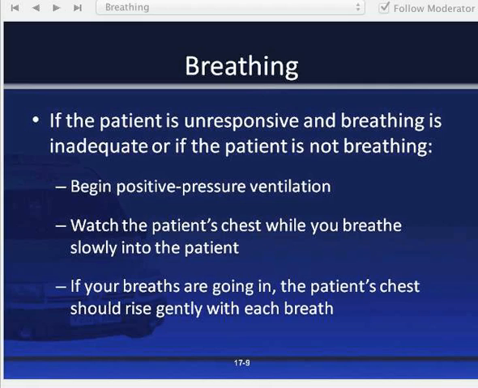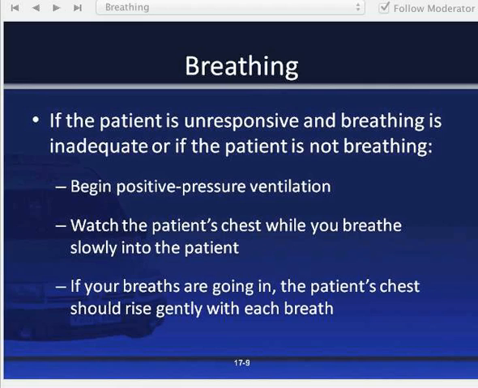If the patient has dentures and they fit well, leave them in place and this will help you provide a good mask seal. If the dentures are loose, remove them so that they don't fall back into the throat and become an airway obstruction. Watch the patient's chest while you ventilate the patient. If your ventilations are going in well, you should see the patient's chest rise gently with each breath. Continue breathing for the patient until they begin to breathe adequately on their own or another trained rescuer takes over.